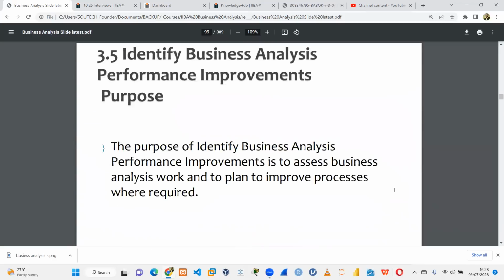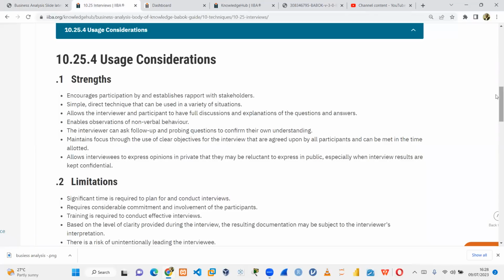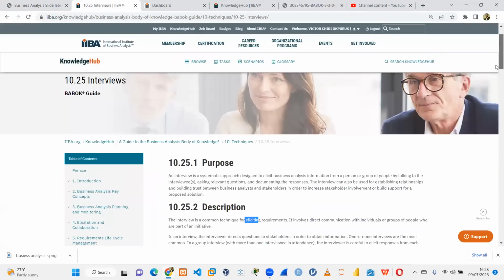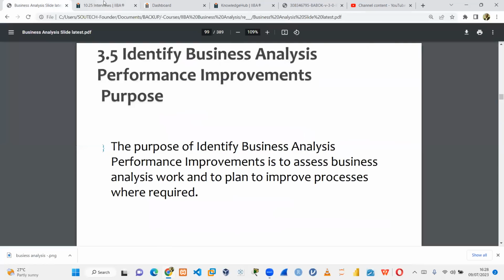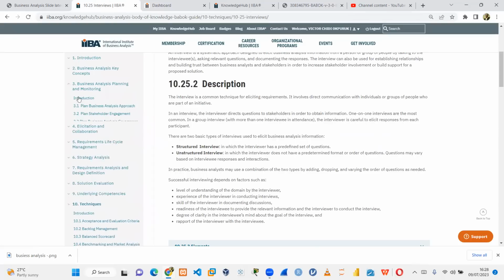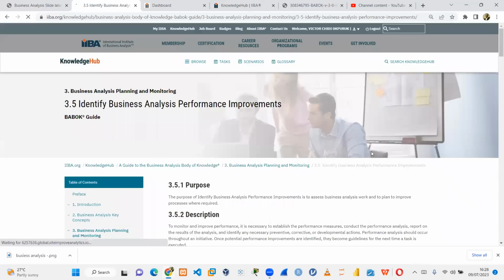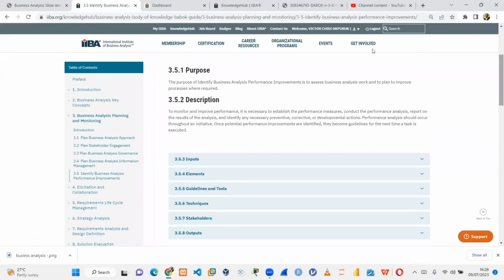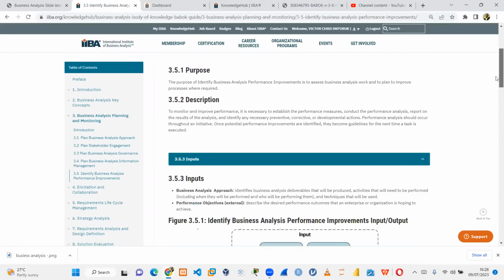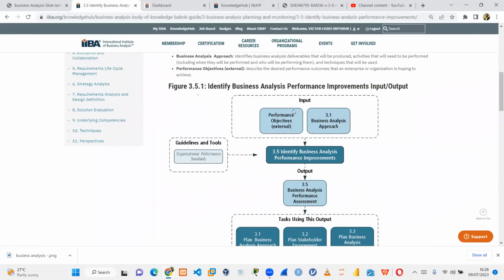So let's look at 3.5, identify business analysis performance improvement. Performance improvement has to do with KPIs. Performance improvement has to do with progress. So how do we track progress? That's 3.5. So what are some of the inputs? We have our performance objectives, our business analysis approach.